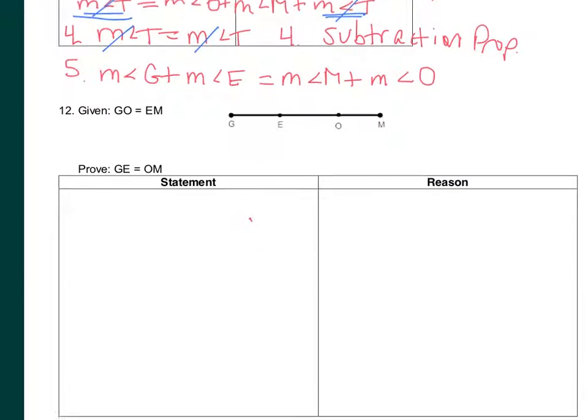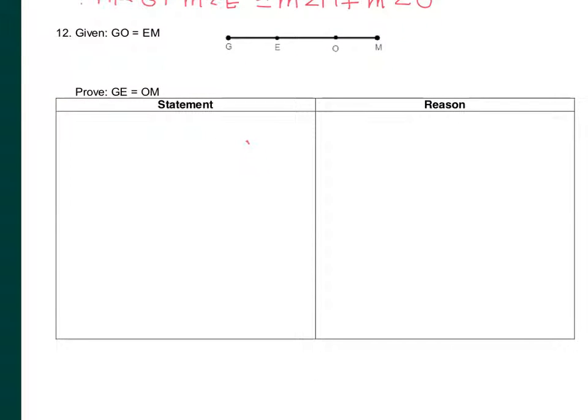On the next proof, we have a segment that's broken up into pieces, and we are given, let's see, let's use a highlighter. We're given GO, this entire piece, congruent or equal to EM. I think we did one just like this before. And we want to prove that GE is equal to OM. So actually we have an equality going on here.